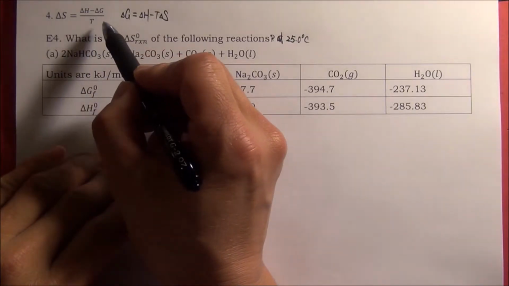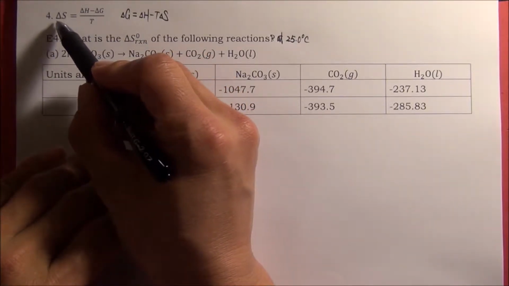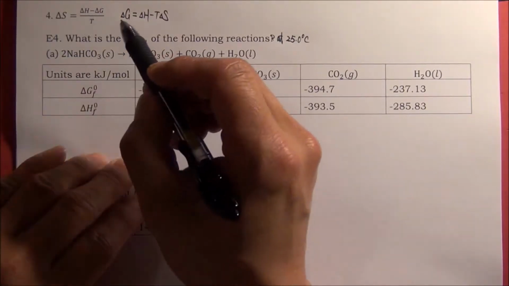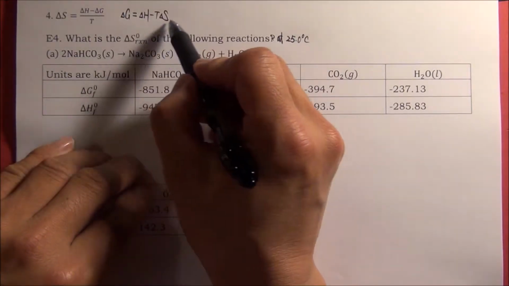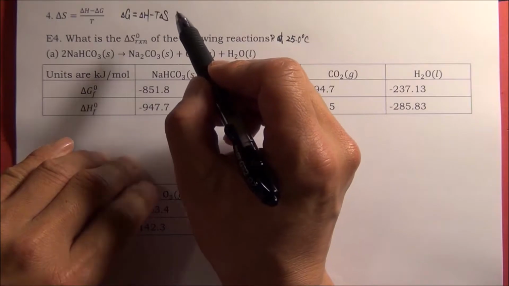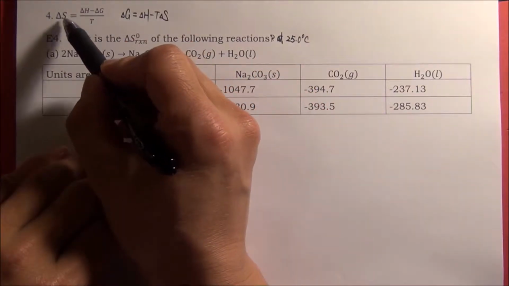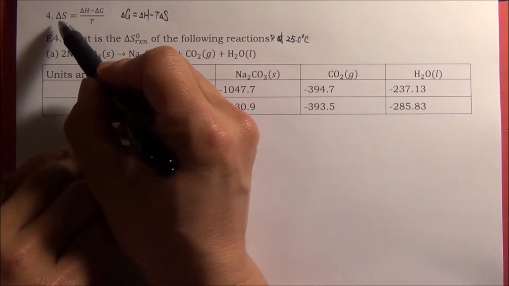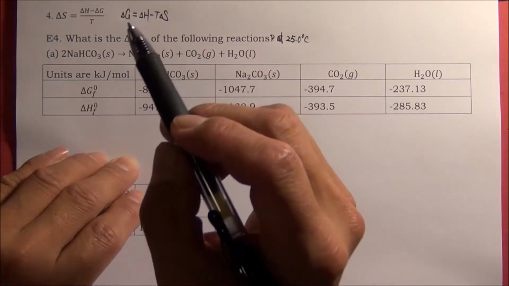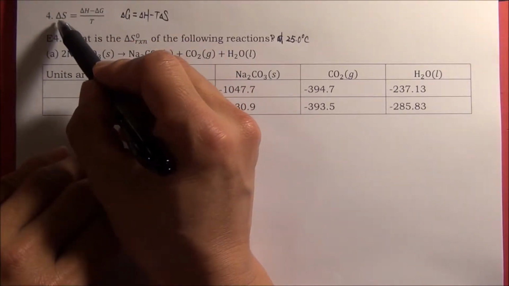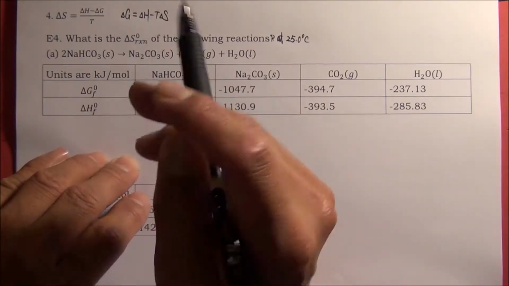This is the fourth equation to calculate the entropy change, or delta S. This equation is derived from another equation we have learned in class. Generally, we use this equation to calculate the entropy change for a chemical reaction. But this equation can also be used to calculate the entropy change of a physical process.